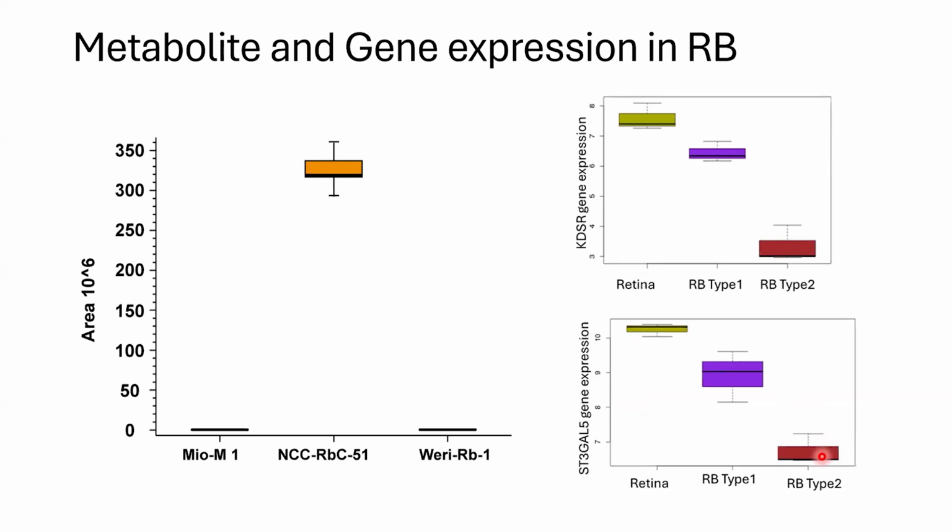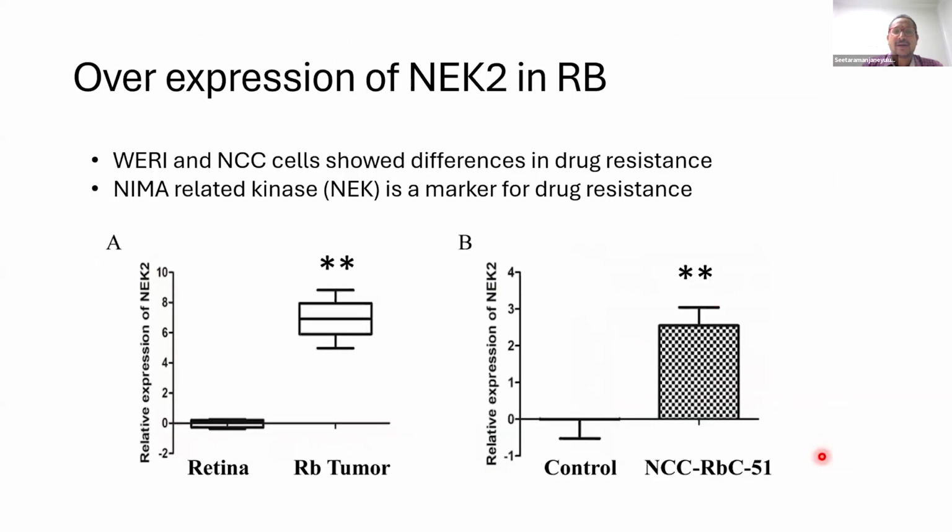When we think why this sphingolipid pathway is highly downregulated, and only hexosyl ceramide is upregulated, we could think of the cell type itself. We know WERI is a non-resistant cell line, and NCC is a resistant cell line.